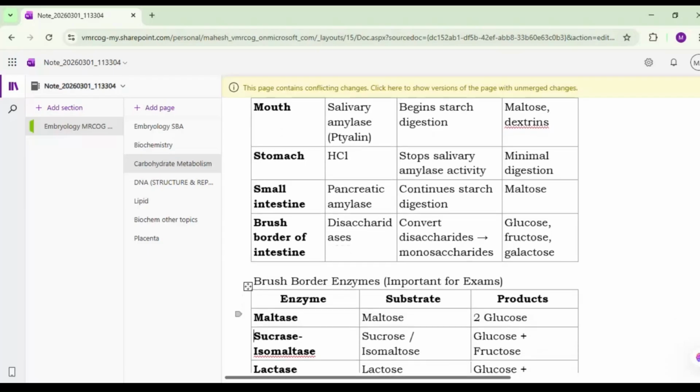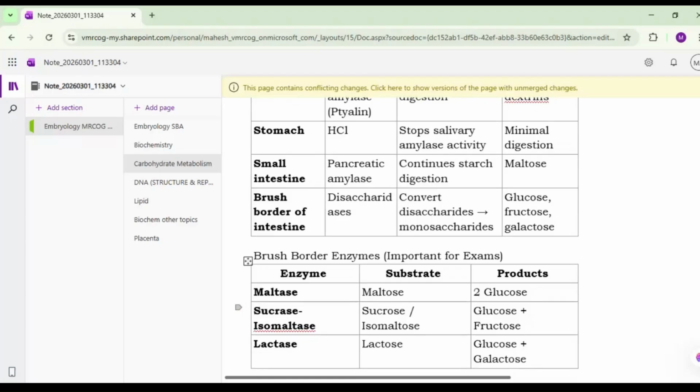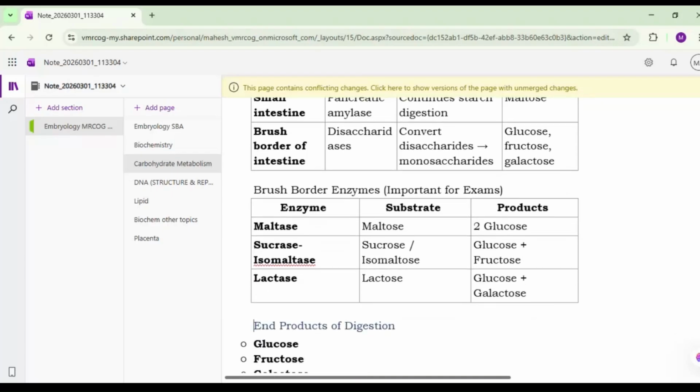Then you have the brush border of the intestine. What is present in the brush border? These are the disaccharidases, which convert disaccharides into monosaccharides, and you get monosaccharides like glucose, fructose and galactose. So what are the brush border enzymes? There is maltase, which converts maltose into two molecules of glucose. There is sucrase or isomaltase that converts sucrose and isomaltose into glucose and fructose. Then there is lactase that converts lactose into glucose plus galactose.